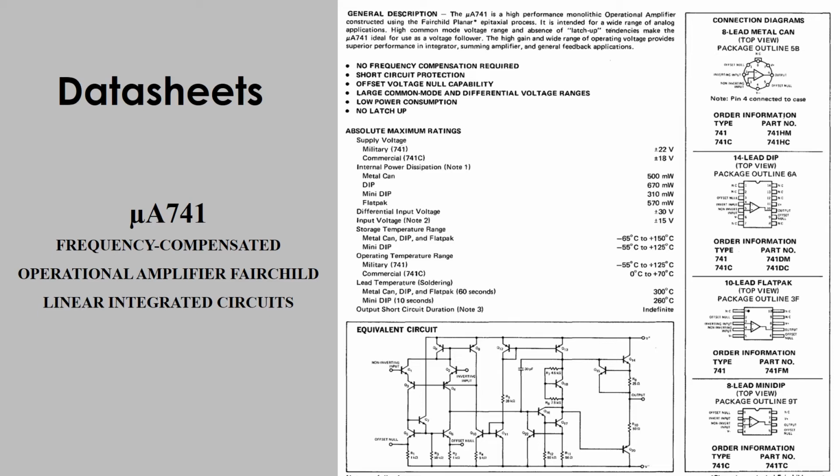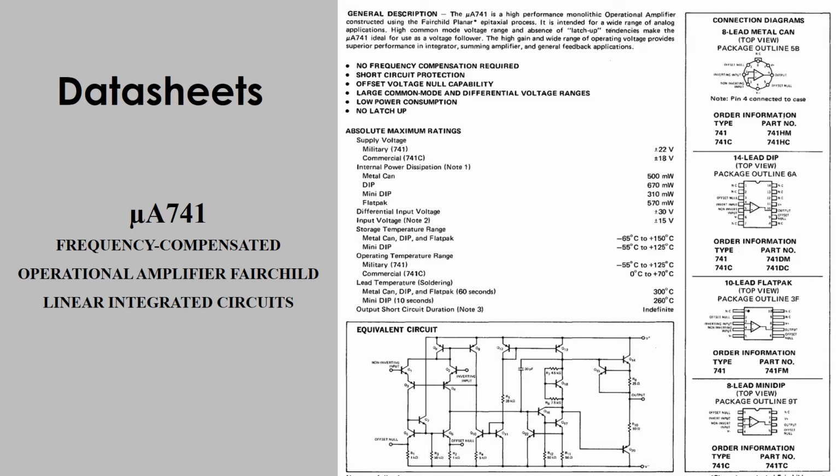And here you can see all the packages: 8 lead metal can pack, 14 lead DIP pack, and this is the order information, that is, the part number. This is the 10 lead flat pack top view and 8 lead mini DIP pack view. So there is a lot of information available: the lead temperature for soldering, operating temperature range, storage temperature range, input voltages, differential input voltage.